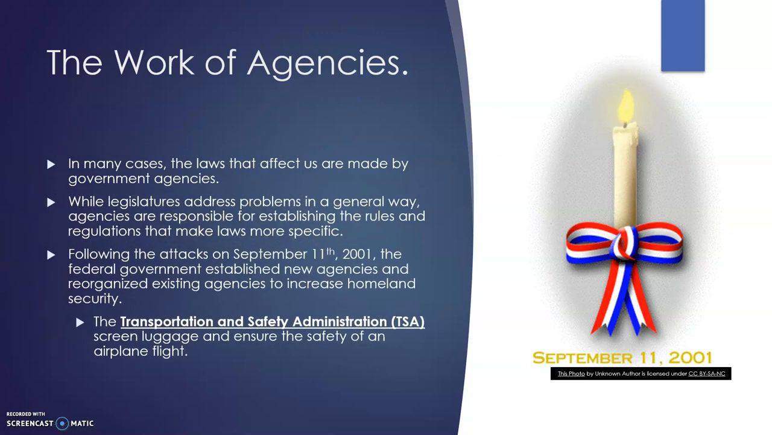Following the attacks on September 11th, 2001, the federal government established new agencies and reorganized existing agencies to increase homeland security. For example, the Transportation Safety Administration, the TSA, usually checked passports and luggage and things like that. They ensured safety, so they screen luggage and ensure the safety of an airplane flight.